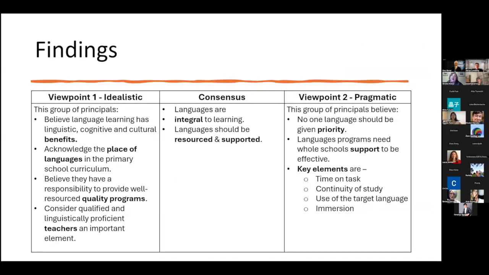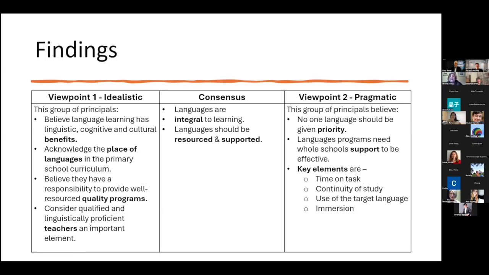In terms of findings, overall, languages education was seen in a very positive light by these participants. There was consensus that languages are integral to the learning and they should be well resourced and supported. So everybody agreed on that.